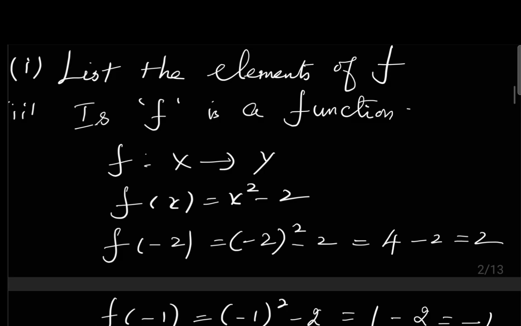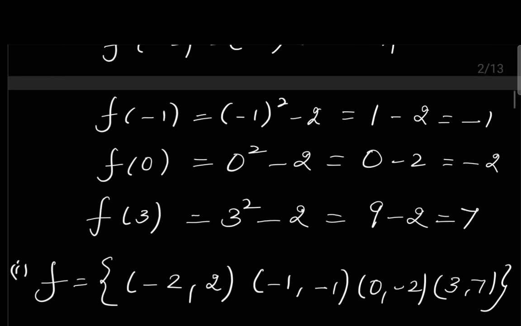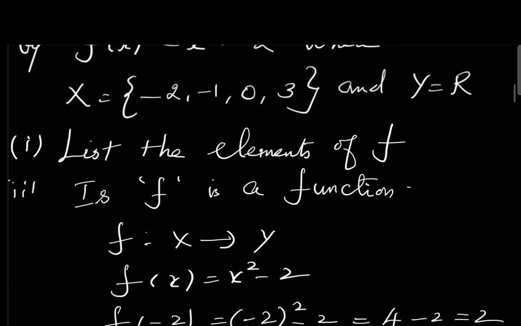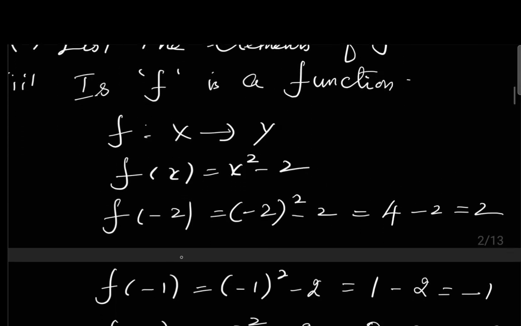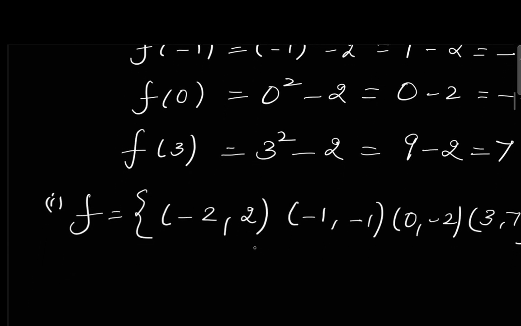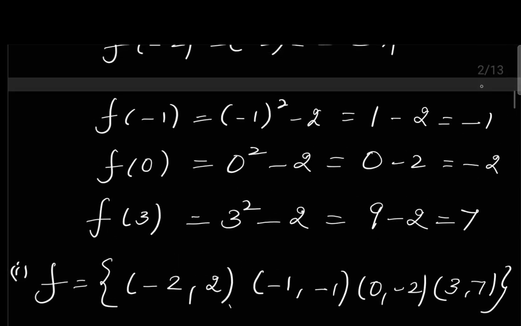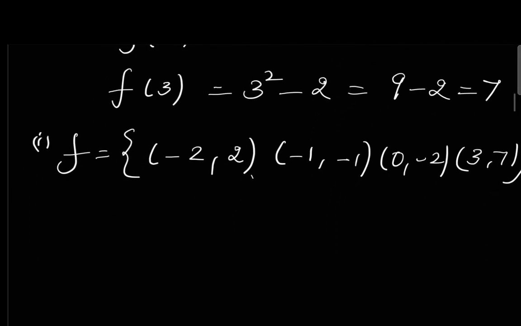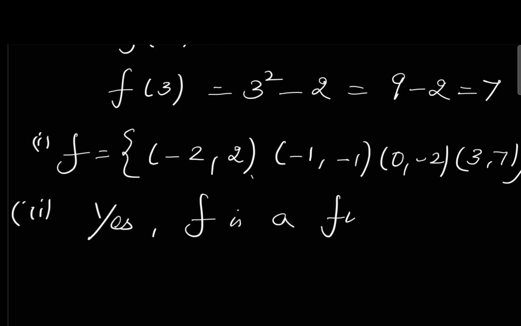Second question: is f a function? In order to check that f is a function, just see whether f maps the elements to the set of real numbers. Yes. So we see all the images of f, that is the second elements in the ordered pairs, are real numbers. Therefore, it is a function. Yes, f is a function because all the images under f are elements from R. So we say it is a function.